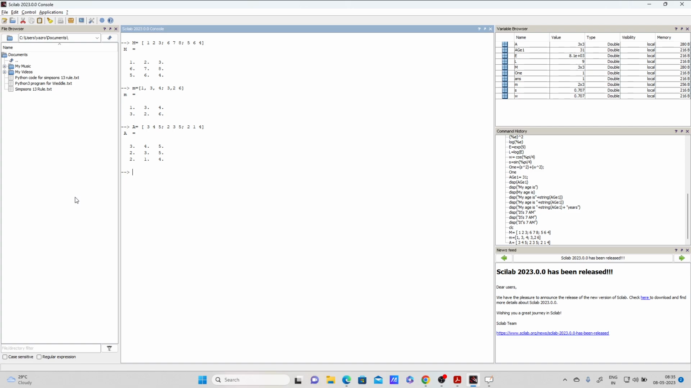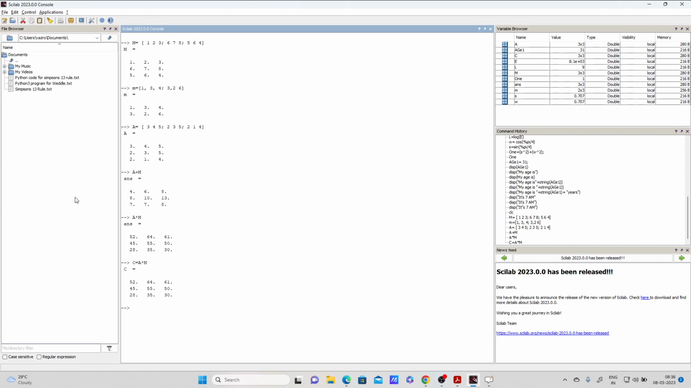Now let us learn some basic operations here. A plus m can be done, and we'll get this as the answer. This is direct term by term addition. Then you can also define A star m, that is multiplication, which will give you this. You can also define C equal to A star m. This will give you the same thing as above.